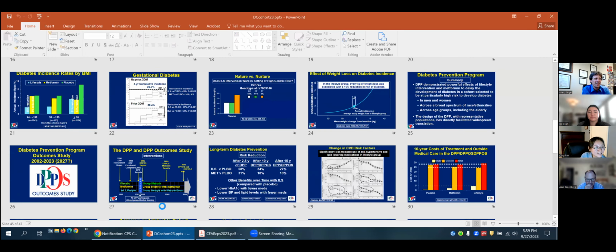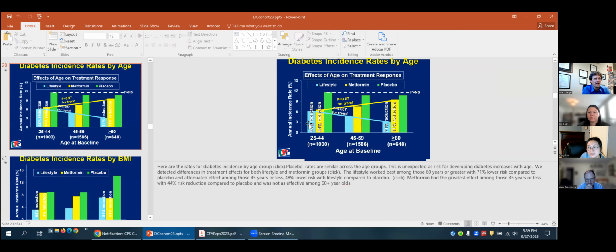Age is a very interesting thing. For the older group, you should go lifestyle. For the younger group, you should go metformin. Almost, right?